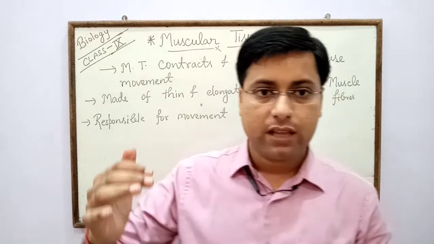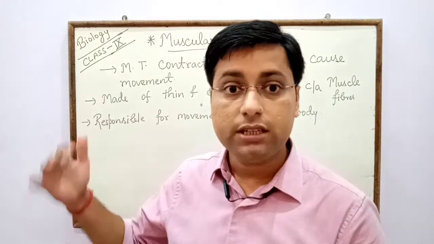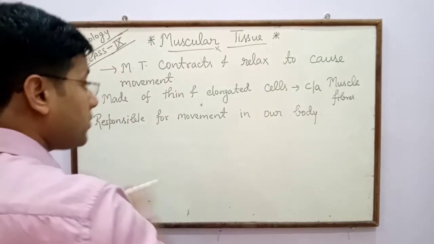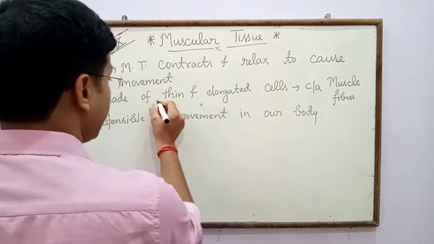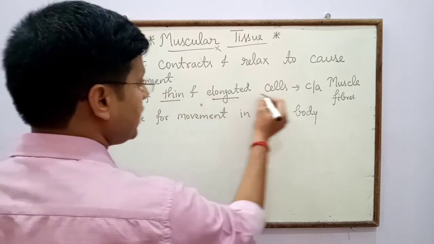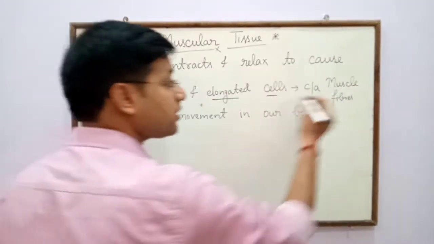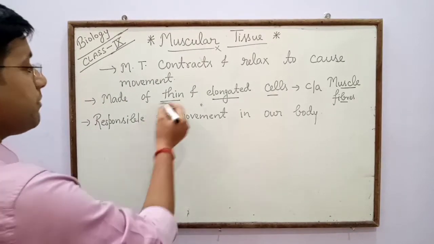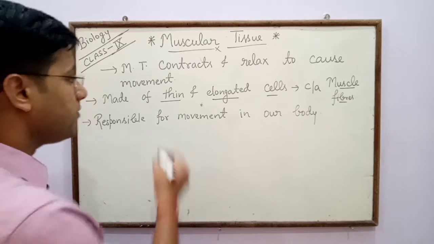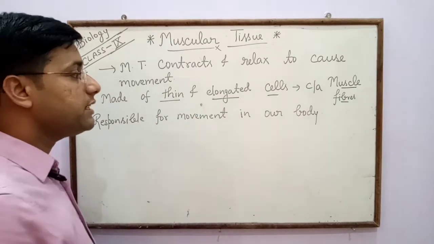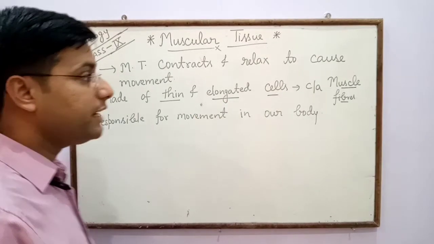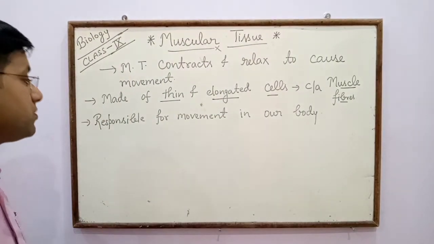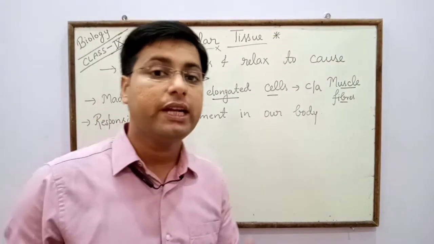of cells form tissue. So muscular tissue is formed by group of cells, and they are made up of thin and elongated cells called muscle fibers. Means the cells are very thin and elongated and called muscle fibers. And the muscular tissue is responsible for movement in our body.